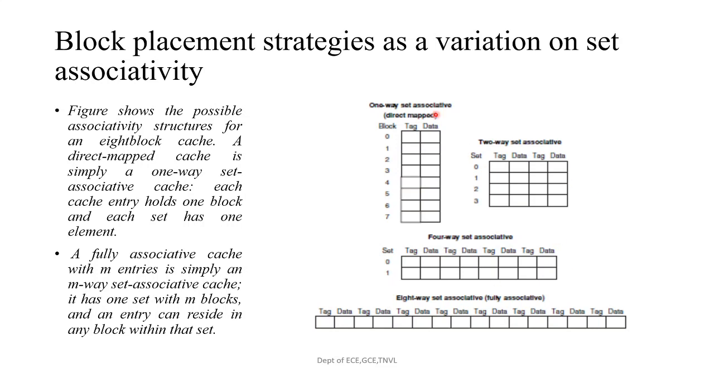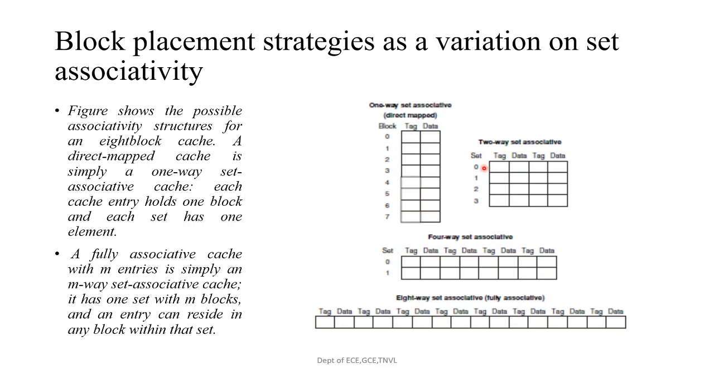If you see here, this is a direct map cache. A direct map cache is also called one-way set associative. One way in the sense it is one set, that is tag and data. If you see here, we are having two. The drawing is a little bit modified.